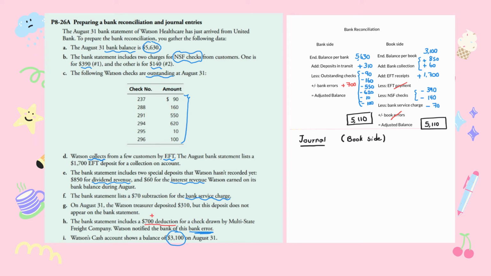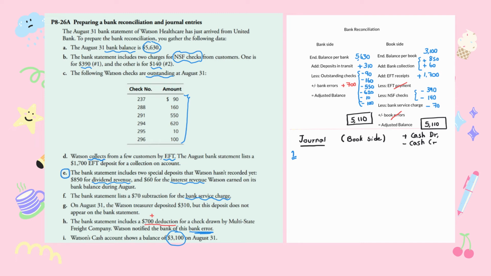So again, in each adjustment, we're gonna have cash. If it's a plus, it means cash will go to the debit side because I want to increase cash. If it's a minus, I want to decrease the cash. So cash will be in the credit side. Okay, so first adjustment was bank collection. Okay, we had 850 and 60. So let's look back into note E.